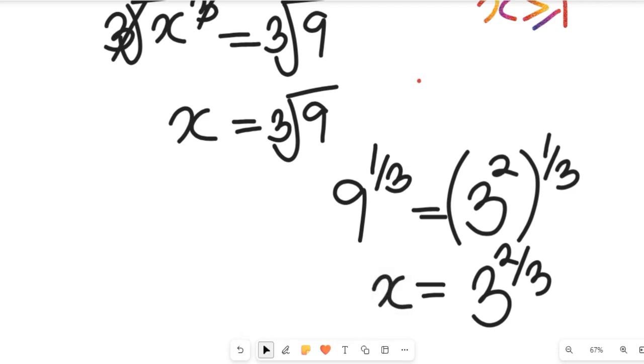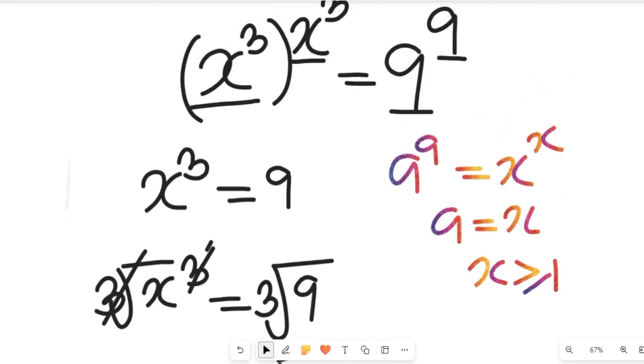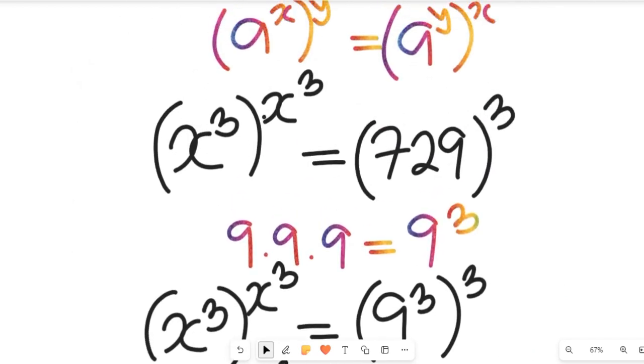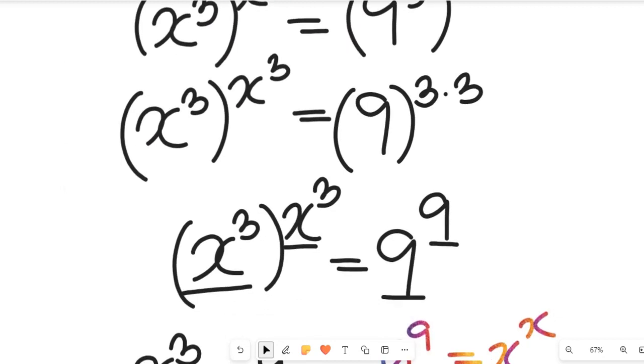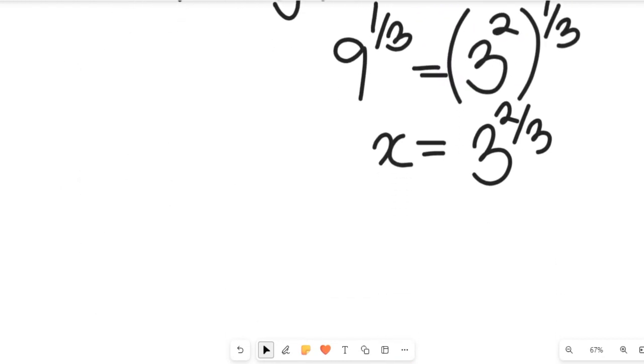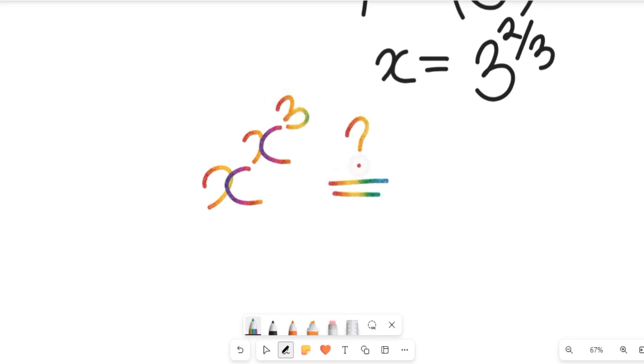And that is the value of x. So x is equal to 3 to the power of 2 divided by 3 as the solution. We can simply check to confirm that our solution is absolutely right. Now let's substitute the value of x equal to 3 to the power of 2 divided by 3 into that expression. So what do we have? We have x to the power of x to the power of 3. Will that expression give us 729?